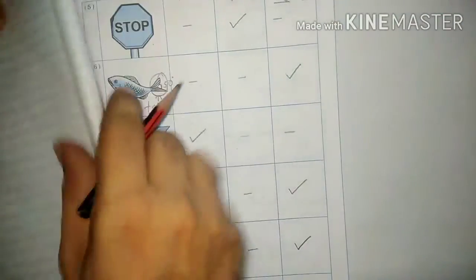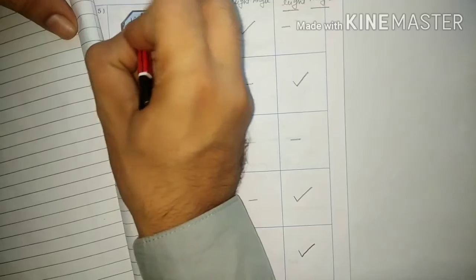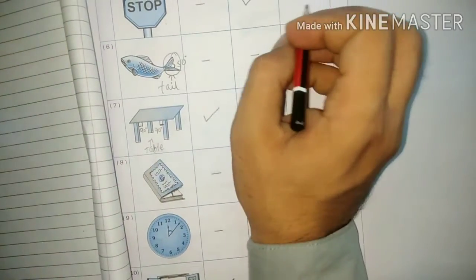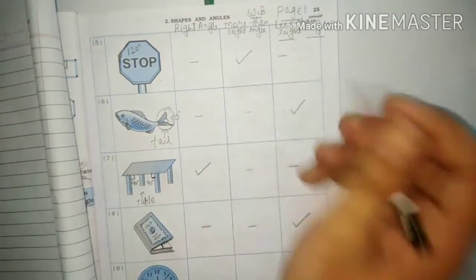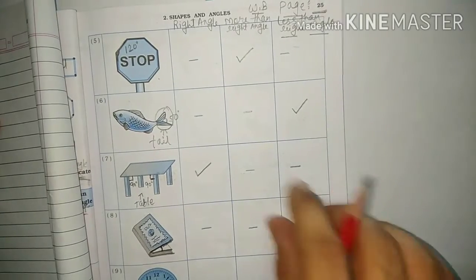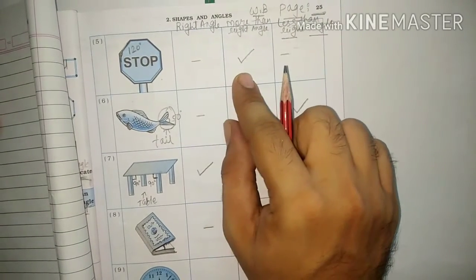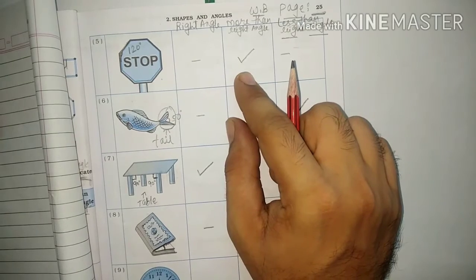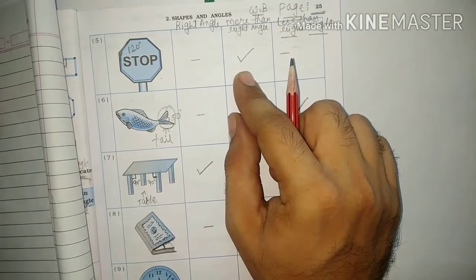So come to the book, students, write it down here, 120 degree. I know that 120 degree is more than a right angle, and I will do the tick mark here. So let us do the next one, students.